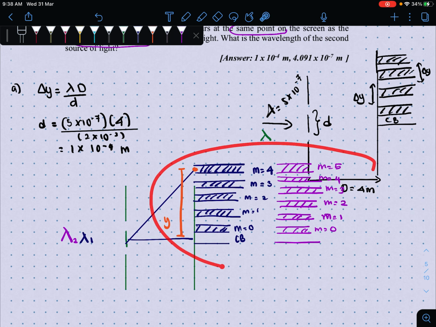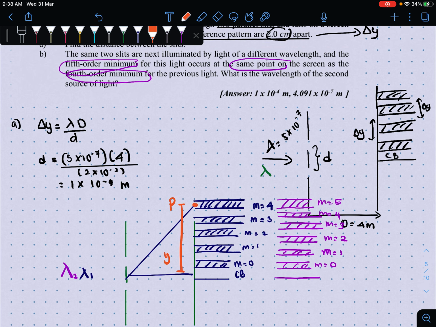Cuba faham melalui gambar ini. Bila kita guna lambda 1, at titik, let's say saya panggil titik M ni, tak nak guna titik M lah, kita guna titik P. At titik P ni, you get m is equals to 4. But when you change the wavelength to an unknown wavelength, dekat titik P ni, apa yang awak dapat adalah fifth order minimum. Awak dapat order yang ke-5. Okay? Alright, so the question is, what is the wavelength 2 here?